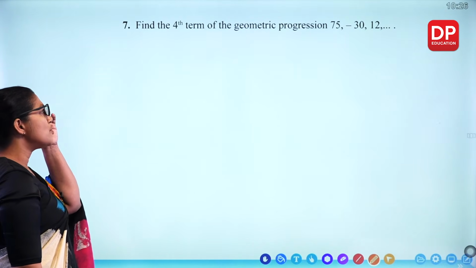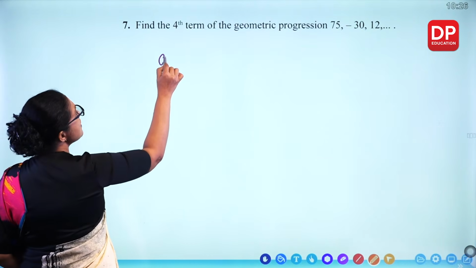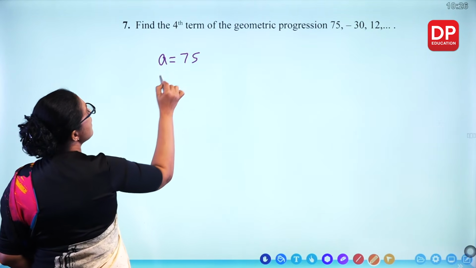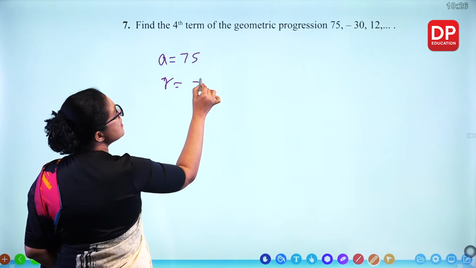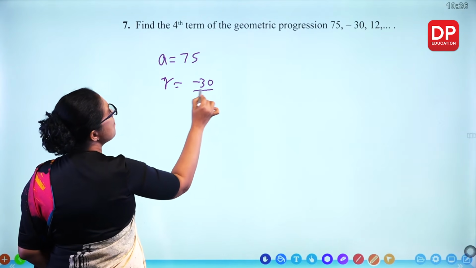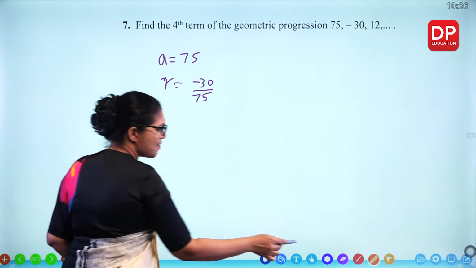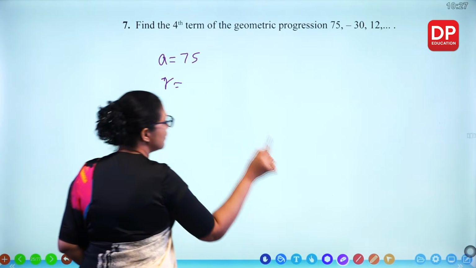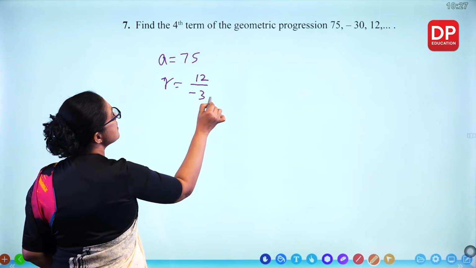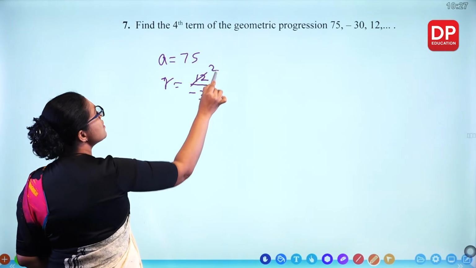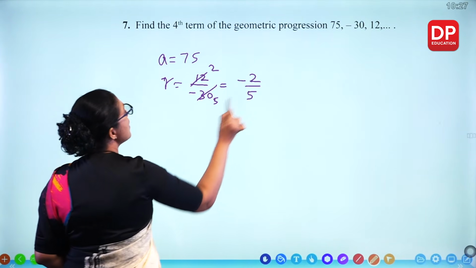Find the fourth term of the geometric progression given there. So what's the first term? 75. What's common ratio? Any term divide by the previous term. Or I can easily take the other one. 12 divided by -30. 6 times 2, 6 times 5. So the common ratio is -2/5.